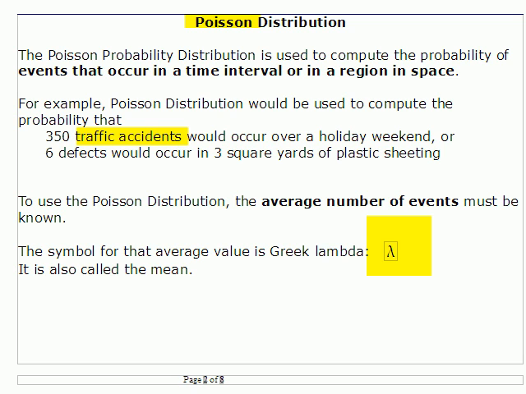So if you knew the average number of accidents that happen over Memorial Day weekend was 67 events, traffic accidents happen over that weekend, that would be the number. Lambda would be 67. If you had that square sheet of plastic that you're manufacturing and you usually get 1.5 defects in 3 square yards, then lambda would be equal to 1.5.